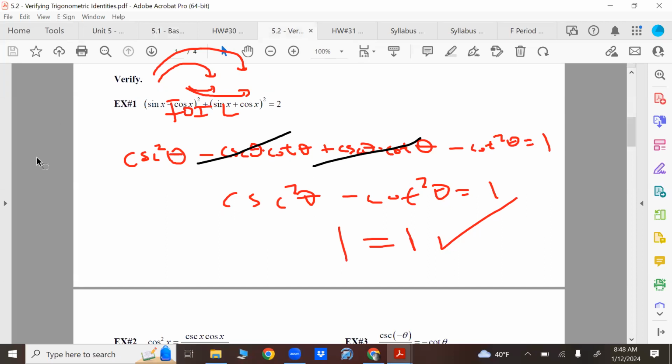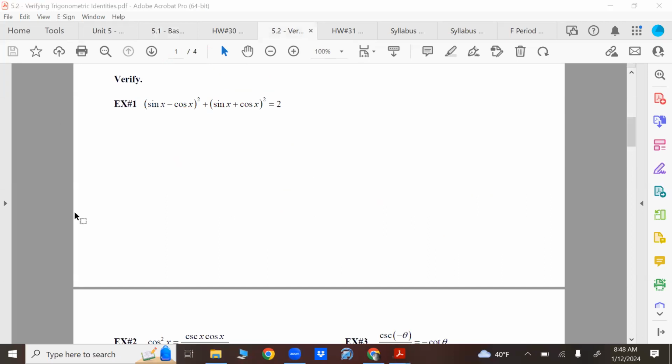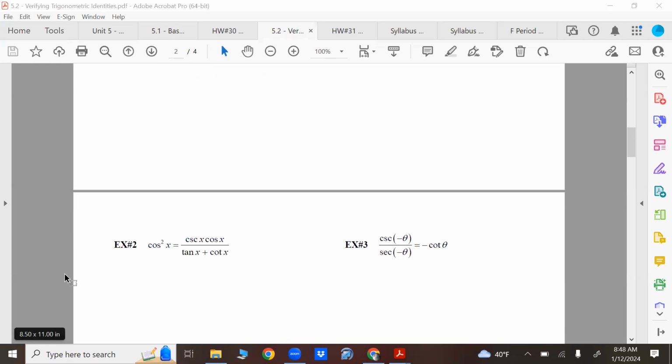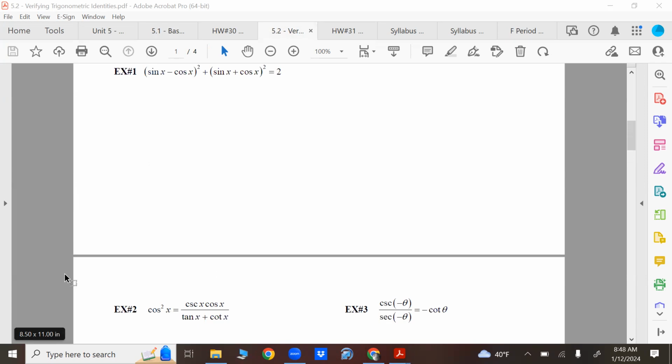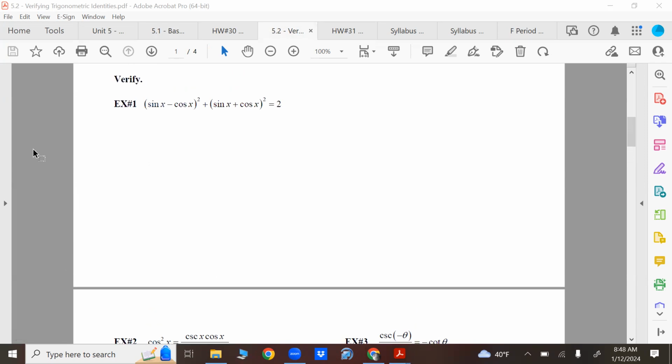So if you guys can go to 5.2, I guess I have a thick copy, so let's go to the 5.2 notes. And we have 5 more examples to do. I think I'll do one more with you guys, and I'll have you guys try some on your own. So for example 1 of 5.2.